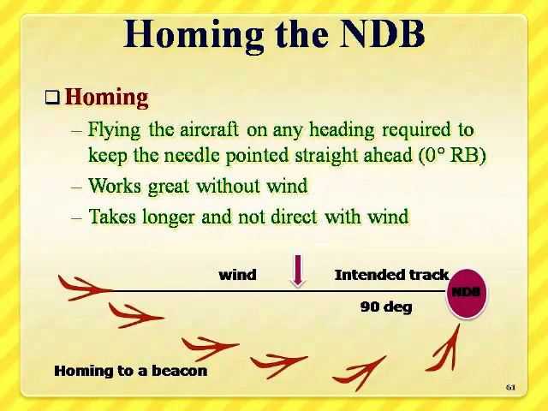Homing the NDB: flying the aircraft on any heading required to keep the needle pointed straight ahead at the NDB. So it works great without wind, but takes longer and is not direct with wind. If the path is straight without wind, then it is going to be a rounded path when there is wind, as shown in the diagram.